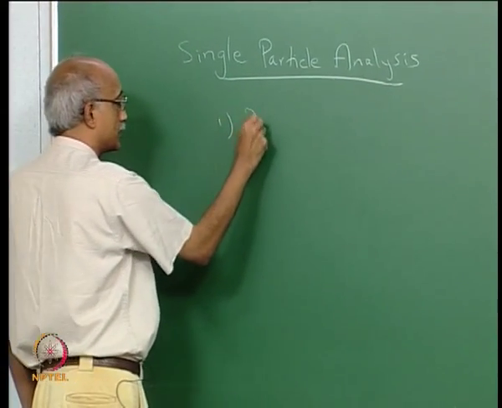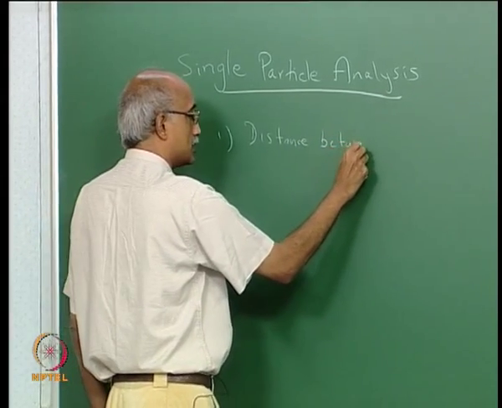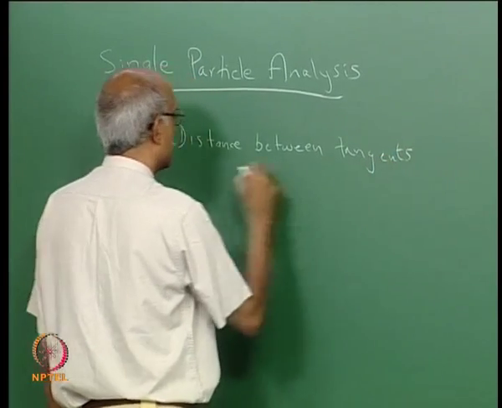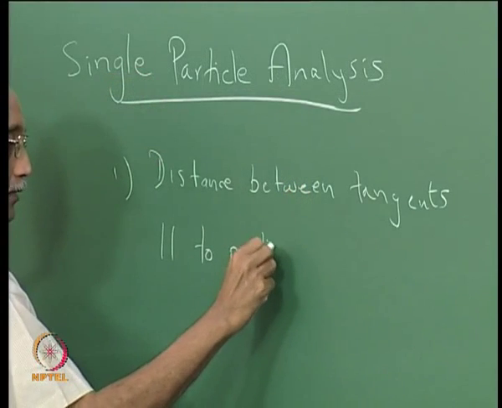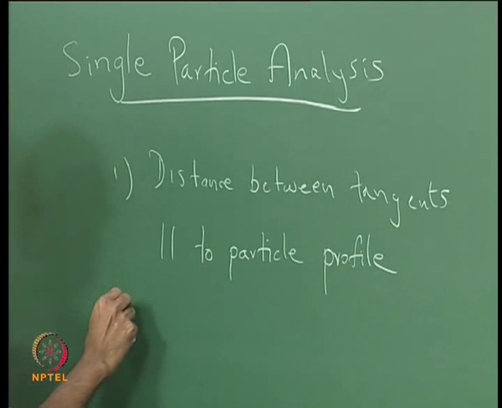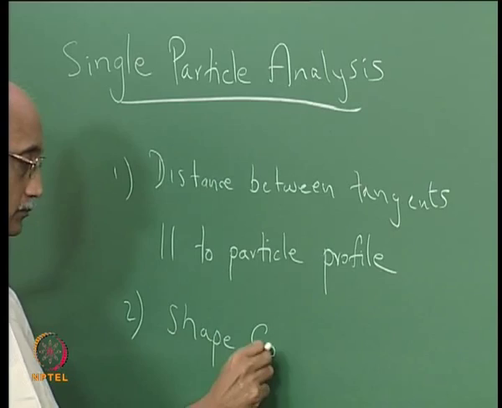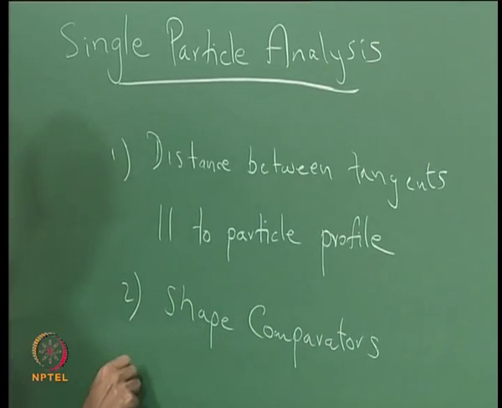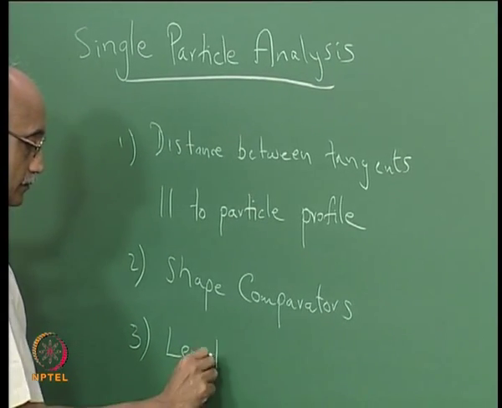So, again the first method is distance between tangents that are parallel to the particle profile. The second is shape comparators. And the third method is lengths of intercepts.